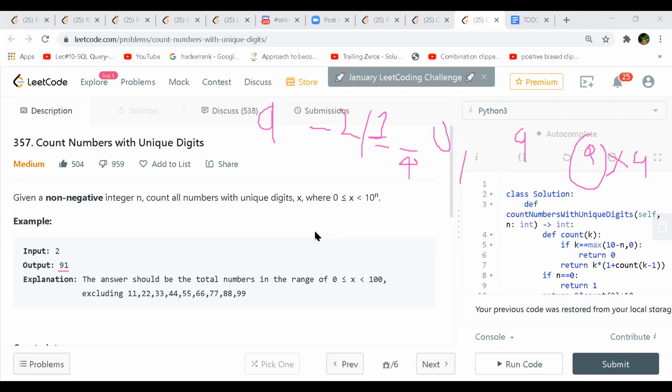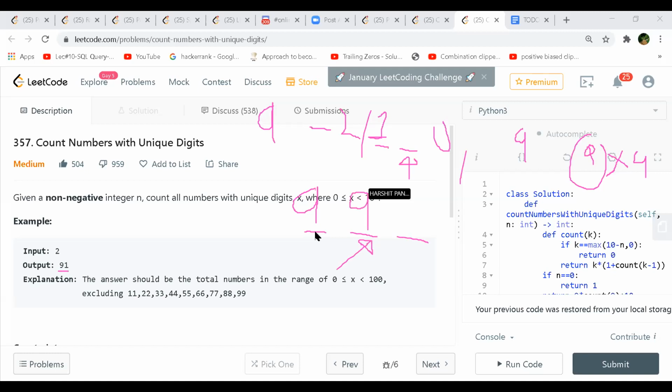So what if we do what Harshit did? What if we do it for 3 digits? Maybe we can see a pattern. So if we have 3 digits, I cannot put a 0 first, so I'll have 9 options here, and for each of those 9 options, I would have 9 options here, right? I cannot include that number.